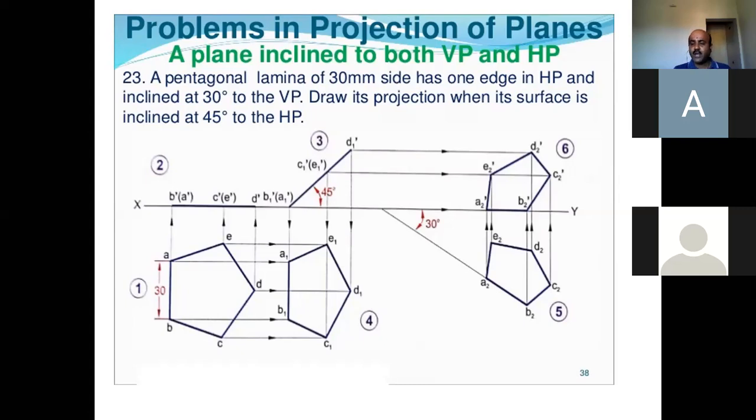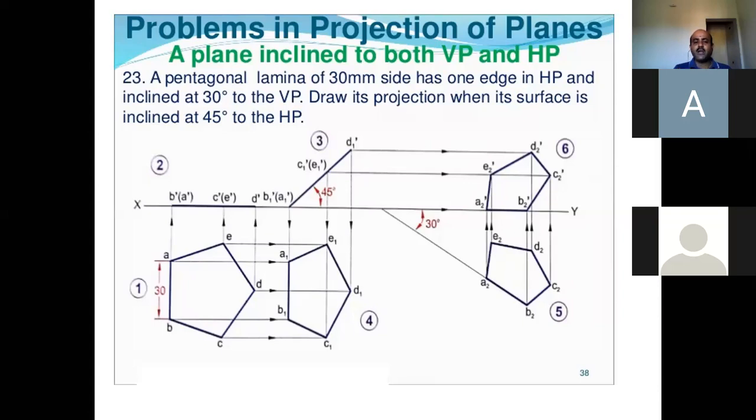These are with respect to VP and with respect to HP. If you have clarity about all these things once you read the problem, then getting a projection of any kind of lamina is very simple. Okay, so let us take this problem here. Please make a note of this problem statement and also the rough sketch. I will keep on explaining, and afterwards I will explain how to do a square lamina on a board.